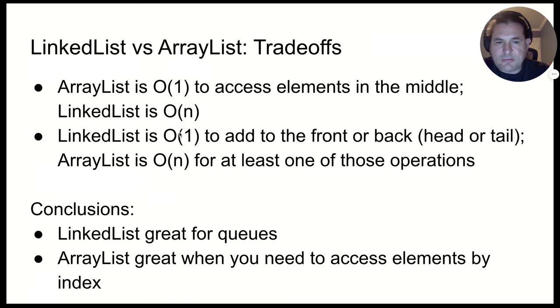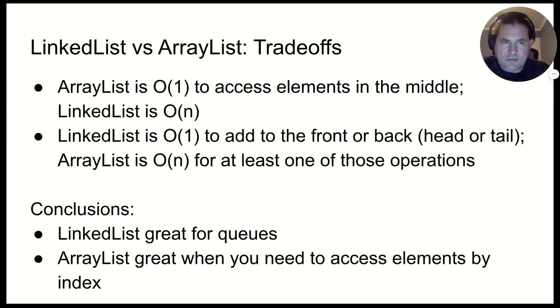Linked list is big O of 1 to add to the front or to the back because the standard implementation of a linked list will have both a head and a tail pointer. And linked list in Java is a doubly linked list, so you can go in both directions. ArrayList is going to be big O of n for at least one of those operations, right? So adding to the end of an ArrayList is probably okay until you have to resize, so it's amortized big O of 1. But adding to the beginning, you have to shift everything down. You're going to have to do that for one or the other.